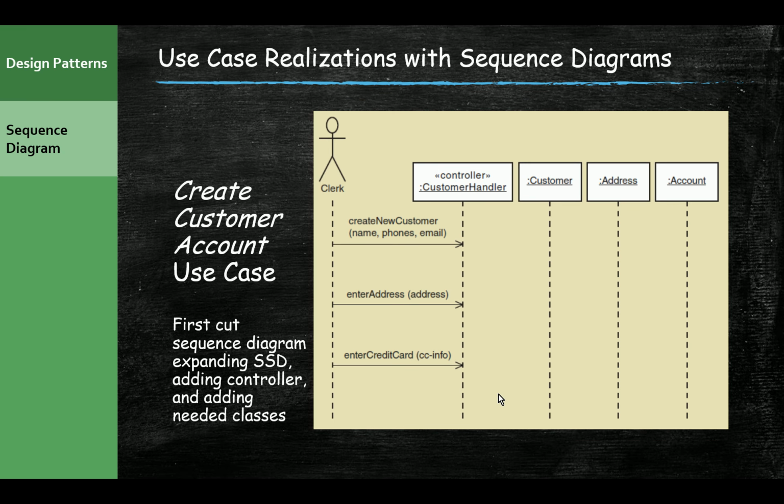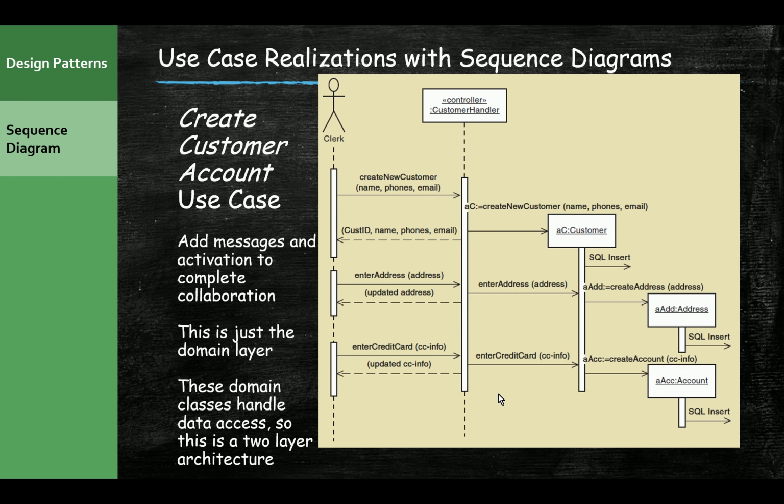So create customer account use case. So again, we have create new customer, enter address, enter credit card. There's that controller class. We have the customer, address and account. This might be the second version where we expand on that interaction between the controller class, the customer handler, and the customer, and then the customer interacting with address and account classes, those objects for address and account.